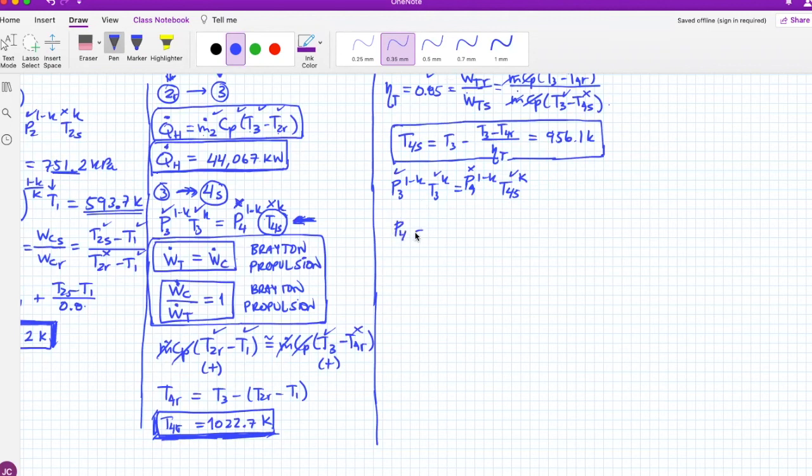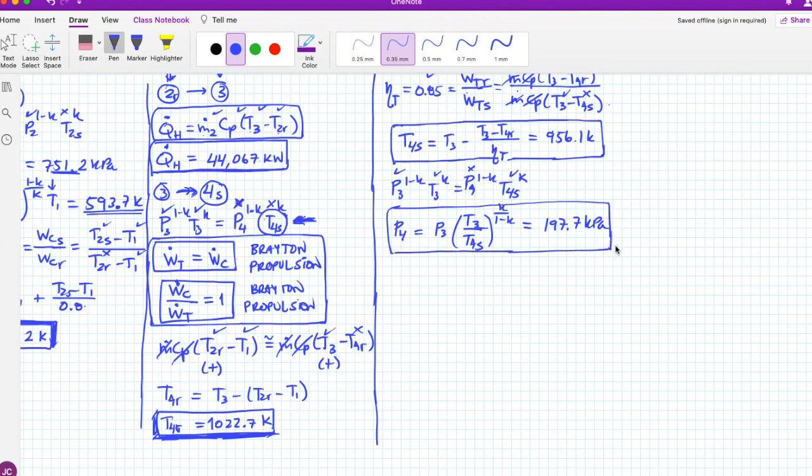So P4 equals P3 times T4S, no, sorry, backwards. I can do it with the exponent, but nonetheless, T3 divided by T4S, and this is, guys, going to be to the power K over 1 minus K. So if you put the numbers there, you will have that P4 is actually 197.7 kilopascals. Okay, good. So you promised me that I was going to use this P4, right? Okay, hopefully you're going to use it.